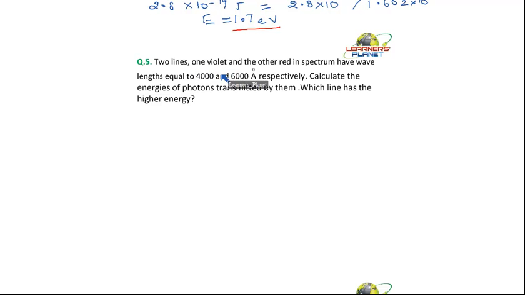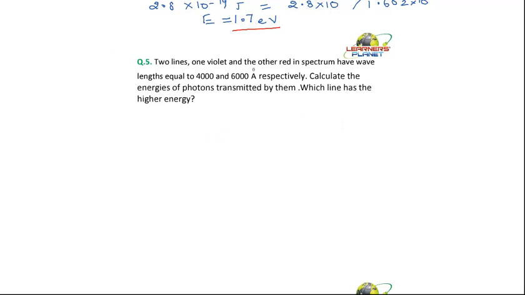Two lines, one violet and the other red, in a spectrum have wavelengths equal to 4000 and 6000 angstrom respectively. Calculate the energies of photons transmitted by them. Which line has the higher energy?